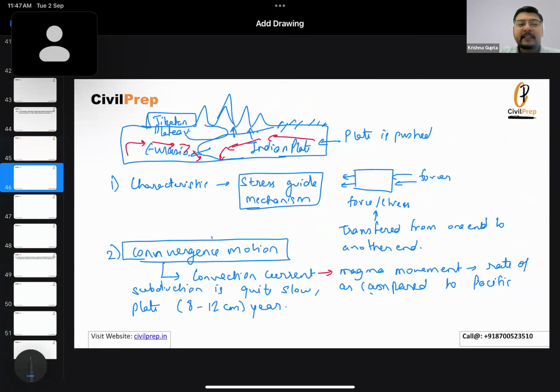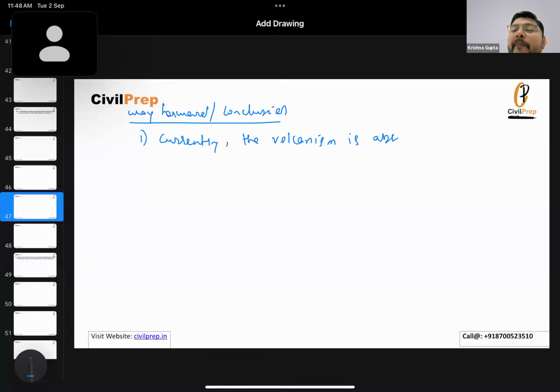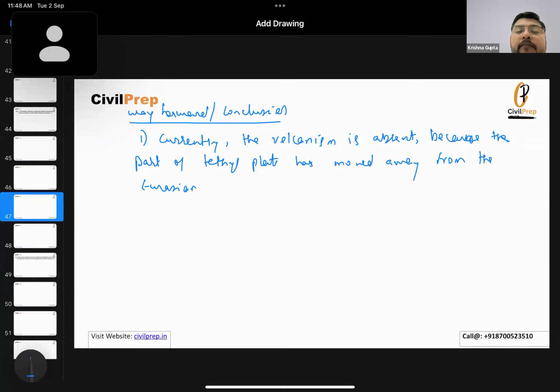So through these diagrams, we can explain what is actually happening here and why the Himalayas are still rising in the contemporary time. Now, what can be the way forward and conclusion? Number one, currently volcanism is absent. Why? Because the part of the Tethys plate has moved away from the Eurasian plate. So because of this, volcanism is not present in the contemporary time.